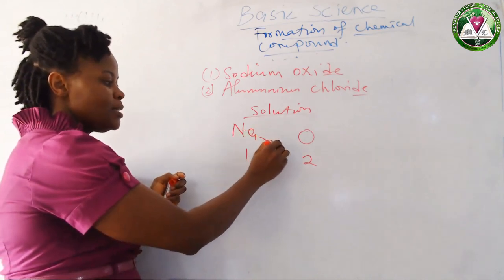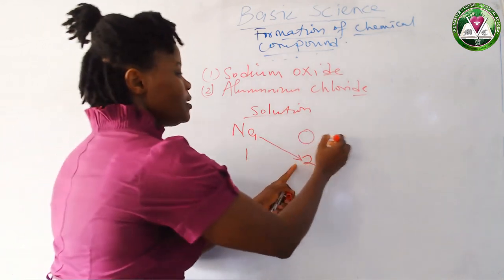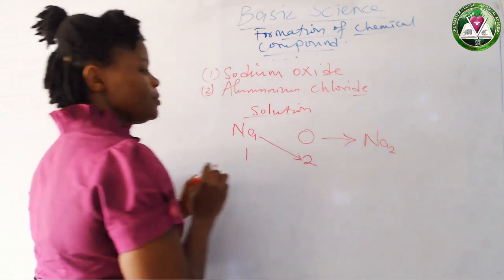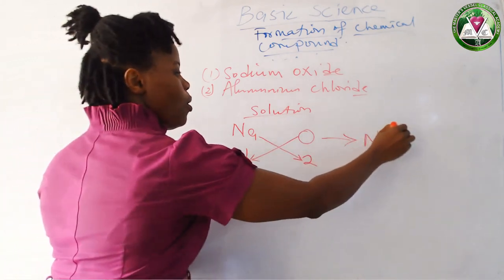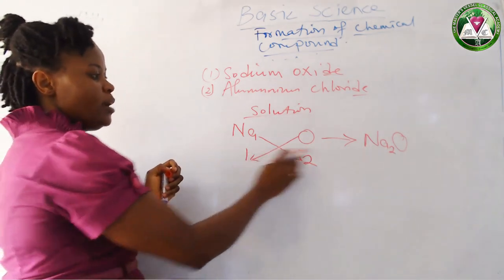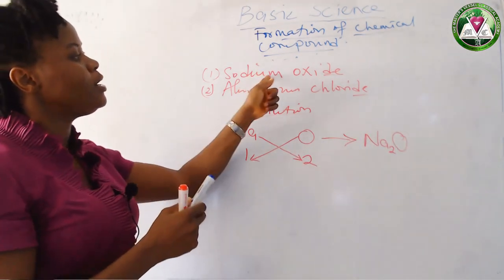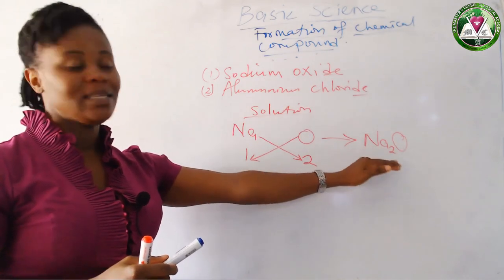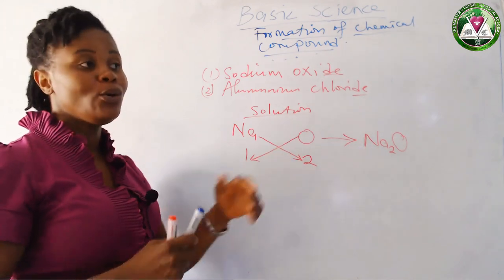You see that sodium will take that of oxygen. It goes this way. And you have what? Na2. And then oxygen, you take this. And you have what? O. Do we write one? No. I said we don't write one. If it is one, we will not write one. Okay? So, meaning that sodium oxide can be written as Na2O. This is a chemical compound. Is that okay? This is how we write the chemical compounds.